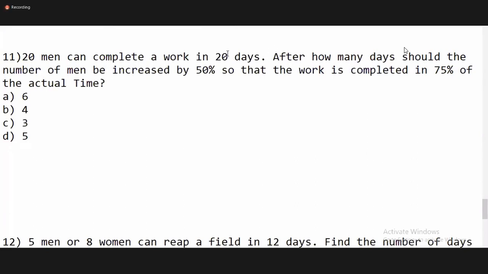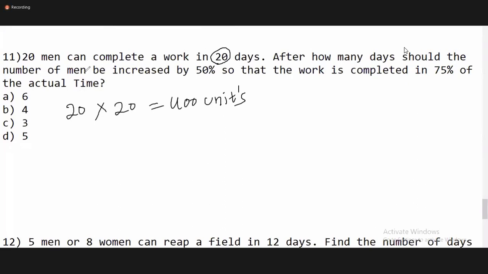First way, I'll tell you quickly. Guys, there are 20 men, and they can complete the work in 20 days. Okay, 20 men are completing in 20 days. So can I say the total work is going to be 400 units? The total work is 400 units.